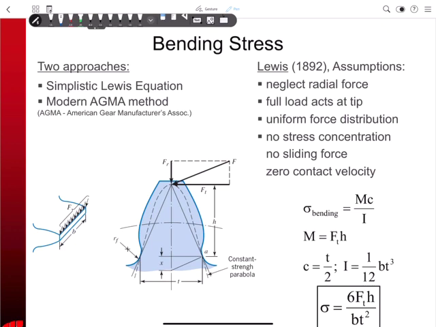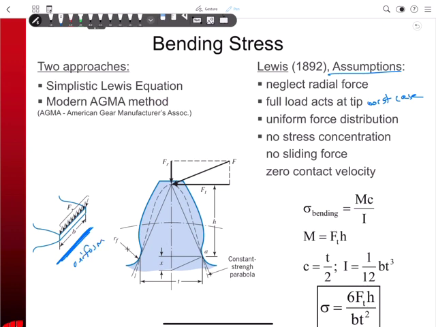There's really two approaches to figure out the bending stress. One is what's called the Lewis equation, right, which is pretty simplistic, but it's a good place to start. There's a long list of assumptions here, right? Neglect the radial force. Yeah, that's fine because it really doesn't cause any bending. The entire load acts at the tip. That's worst case. A uniform force distribution. What does that mean? That means that along this whole length of the force here, right? This is all uniform.